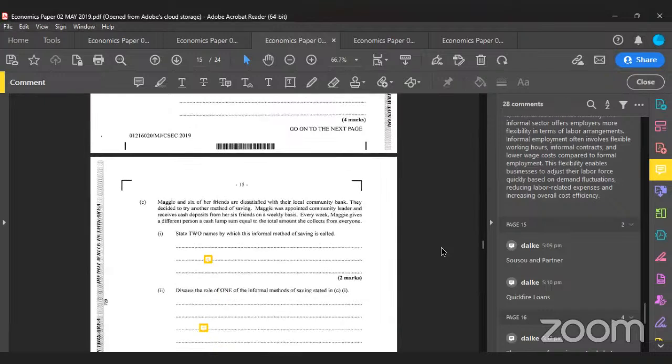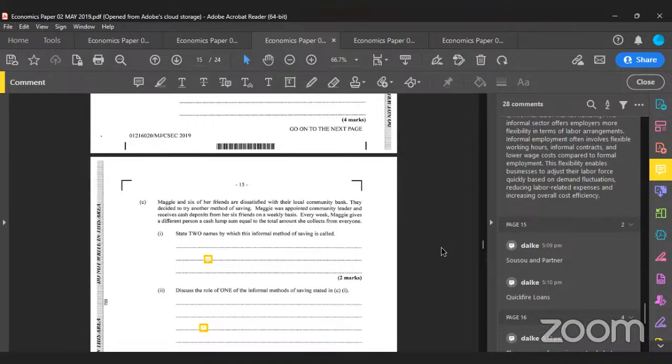Maggie and 6 of her friends are dissatisfied with their local community bank. They decided to try another method of saving. Maggie was appointed community leader and receives cash deposits from her 6 friends on a weekly basis. Every week, Maggie gives a different person a cash lump sum equal to the total amount she collects from everyone.